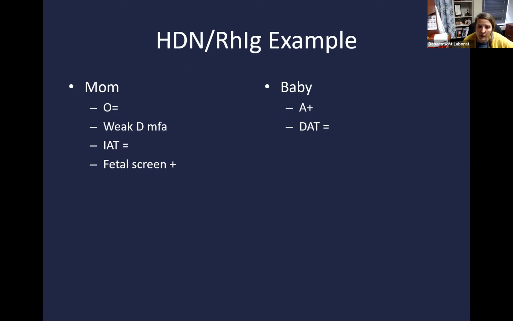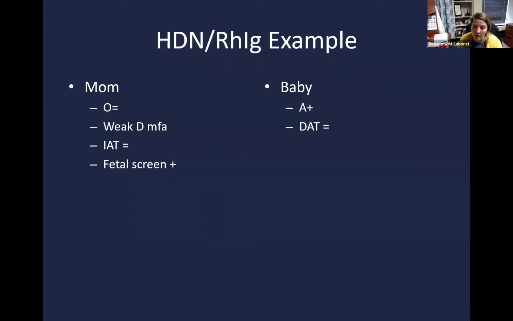The next example, mom is O negative. Weak D, we have a mixed field reaction. Her IAT is negative, and we have a positive fetal screen. So remember what the fetal screen indicates. Mom is supposed to be Rh negative, right? But when we do our fetal screen, the fetal screen detects the presence of Rh positive cells that would have come from the baby. So mom has baby cells in her circulation.